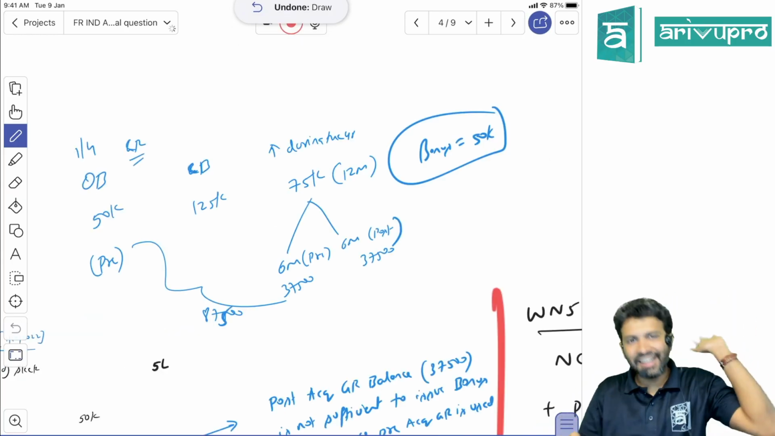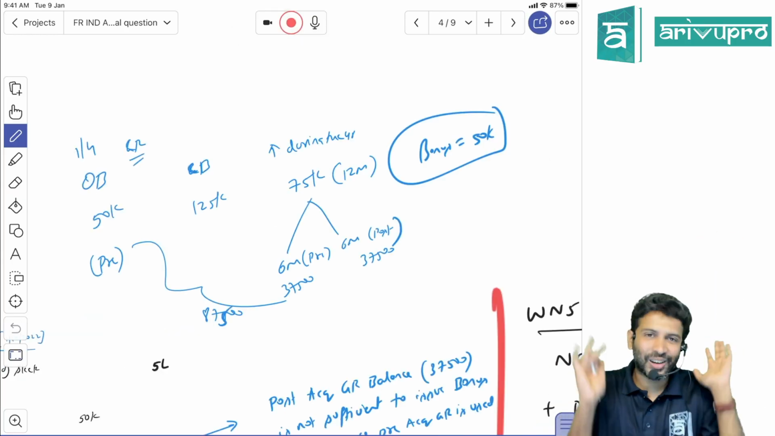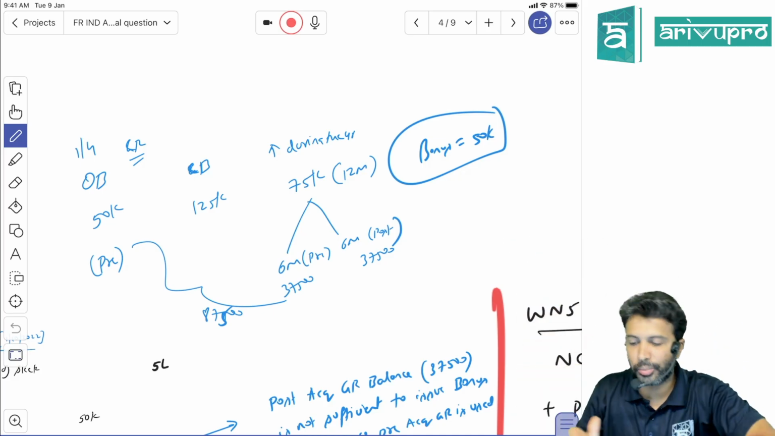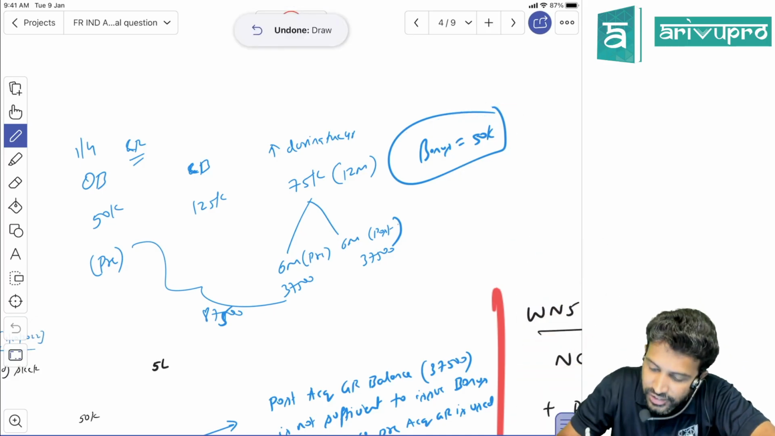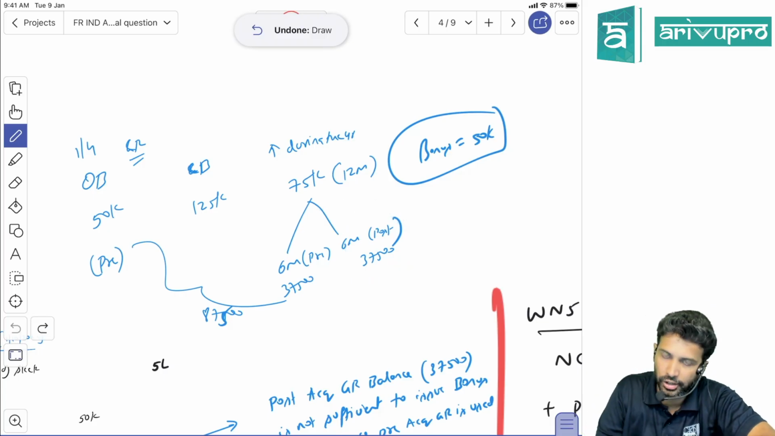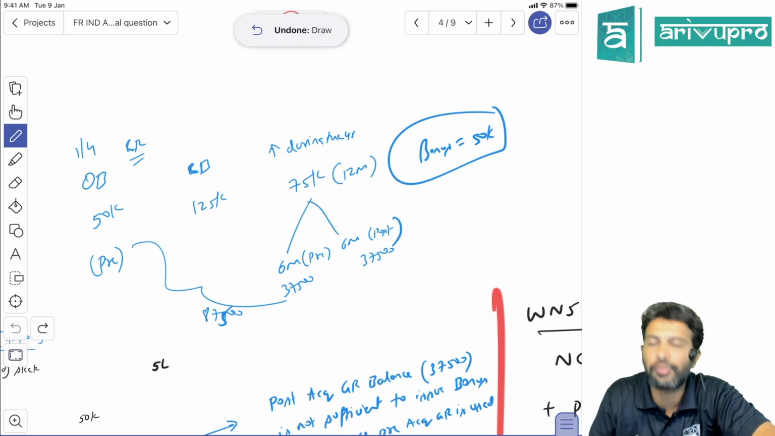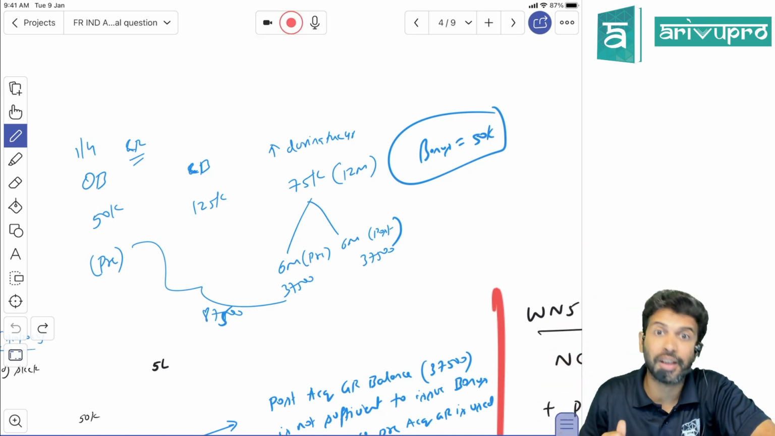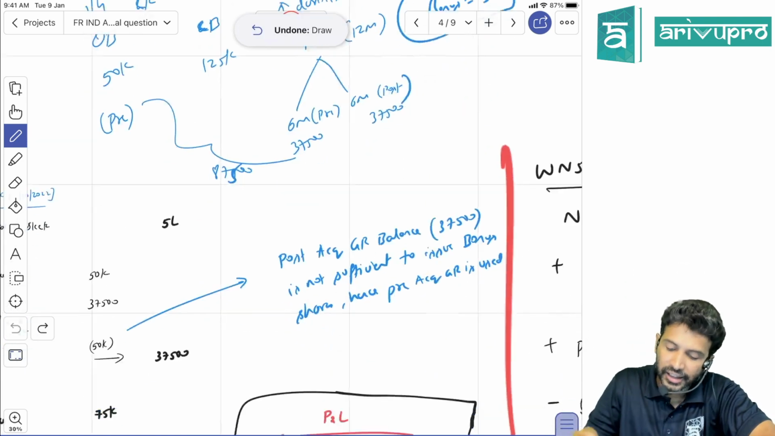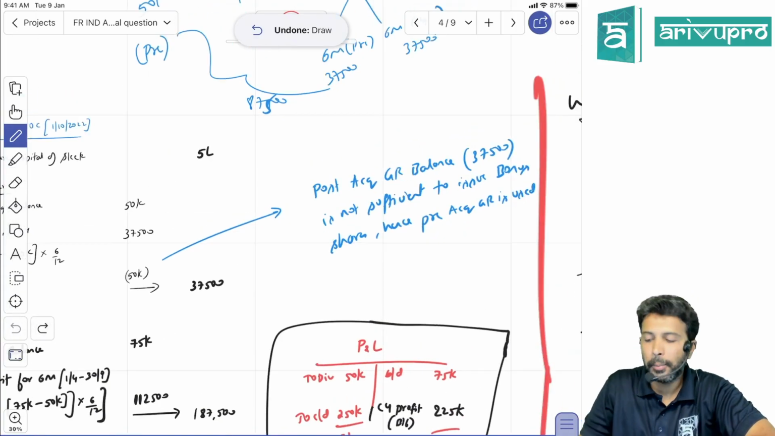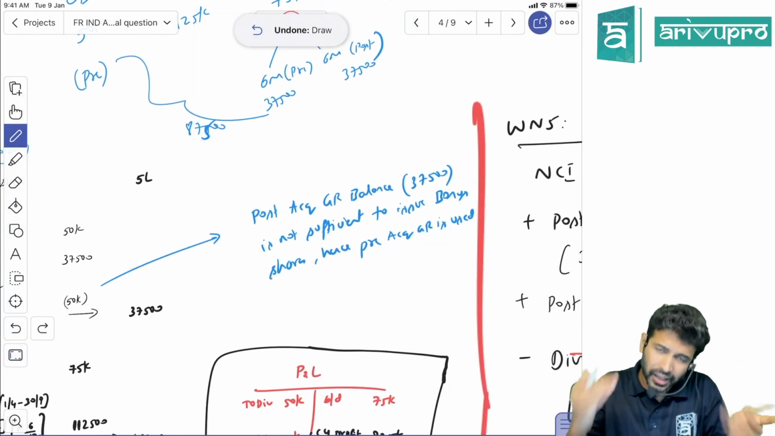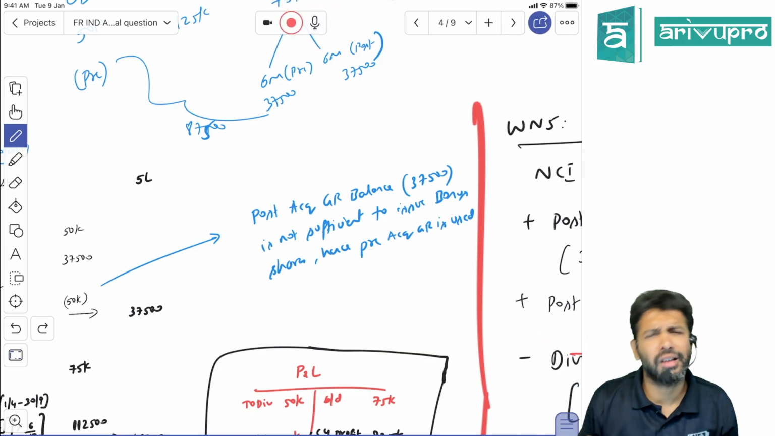But anyway, now what does ICAI assume? At least in the next attempt we'll make the same assumption. ICAI has assumed that the entire 50,000 bonus, since there is a shortage in post-acquisition general reserve, was utilized from pre-acquisition general reserve. Pre-acquisition general reserve has been utilized to give bonus shares. Why? Because the post-acquisition balance is not sufficient. That is the assumption they have made. I would suggest you make the same assumption in the examination.